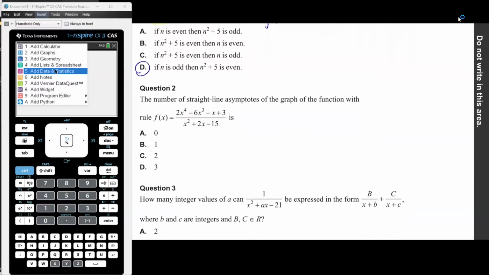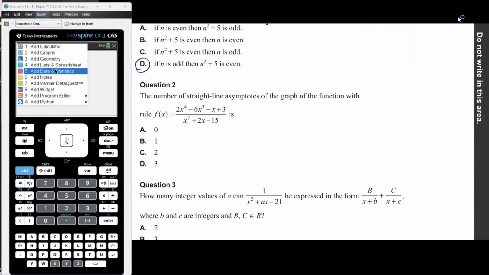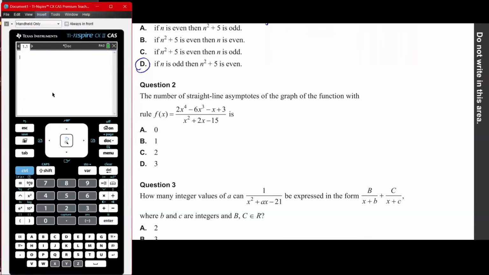Next question. Number of straight line asymptotes of the graph of the function with rule f of x equals a quartic divided by a quadratic. So what I'm going to do is go for expand fraction: 2x to the power 4 minus 6x cubed minus x plus 3, divided by x squared plus 2x minus 15. You can see this is a rational function, but the only vertical asymptote is x equals minus 5. The other part is a quadratic function, 2x squared minus 10x plus 50. This is an oblique asymptote, but it's not a straight line. So there's only one straight line asymptote, option B.